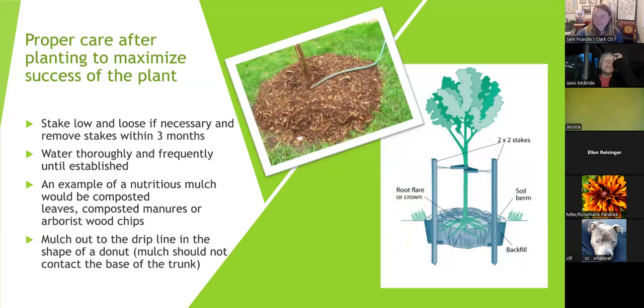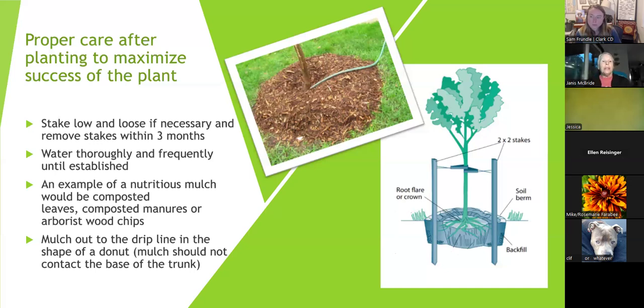So especially with trees, what we want to do is stake them loose and low if necessary, and then remove the stakes within 3 months. Staking is compensating because the tree is new, and we get that, but what that tree needs is to sway with the wind, and that's what's going to build up the strength of that trunk. So you want to get it swaying as soon as possible.